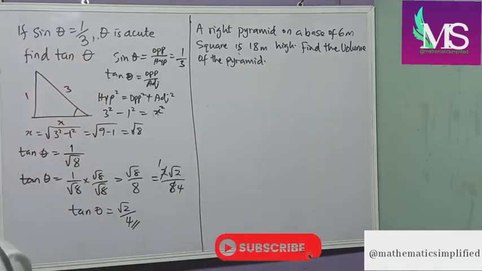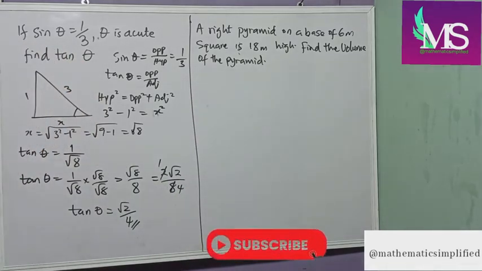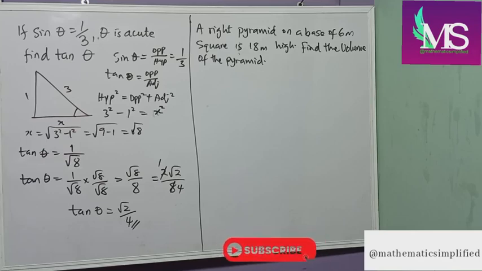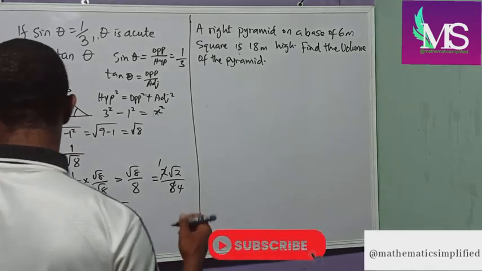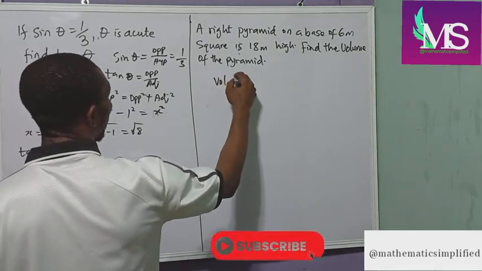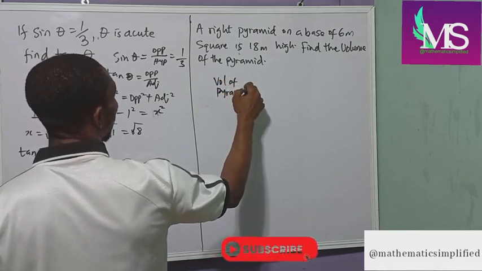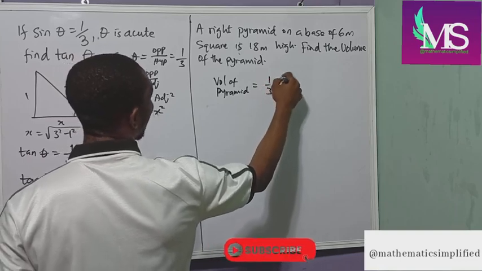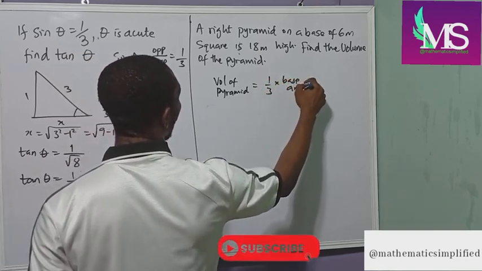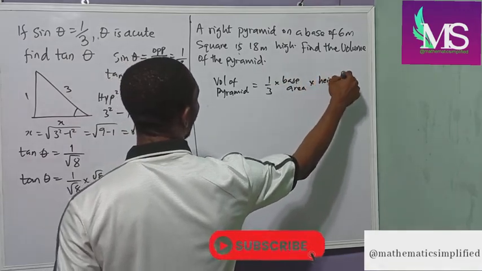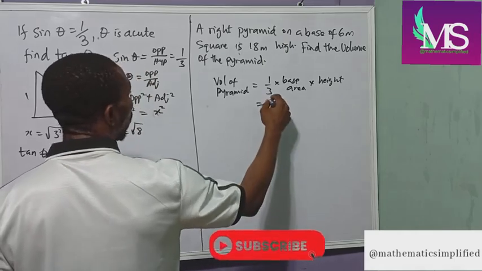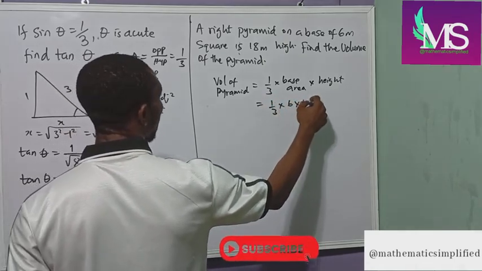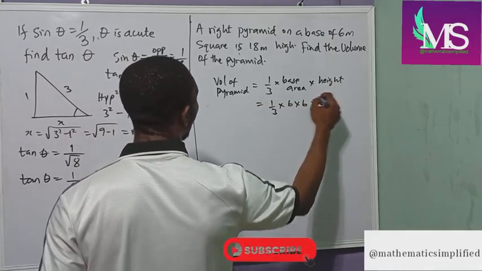Now, to our next question, it says that a right pyramid on a base 6 meter square is 18 meters high. Now we should find the volume of the pyramid. When we find the volume of a pyramid, we have a formula: 1 over 3 base area times height. So this becomes 1 over 3 times 6 times 6 times our height, which is 18.